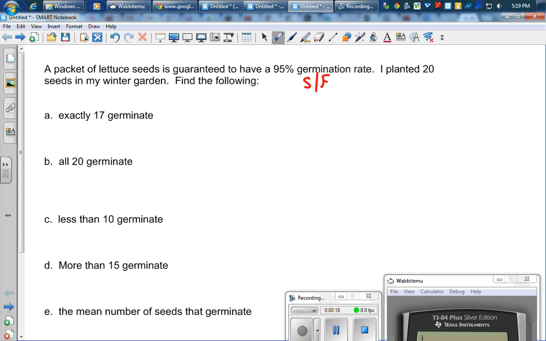The plants either germinate or they don't. I've got a fixed probability of success. I have a fixed number of observations, and I believe that the plants will germinate independently of one another. That may be a little bit iffy. If I forget to water, they probably all will die, but let's consider that as an assumption for this problem.